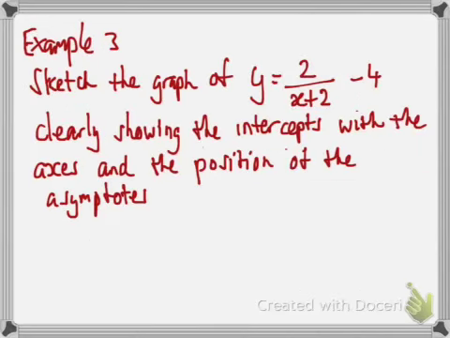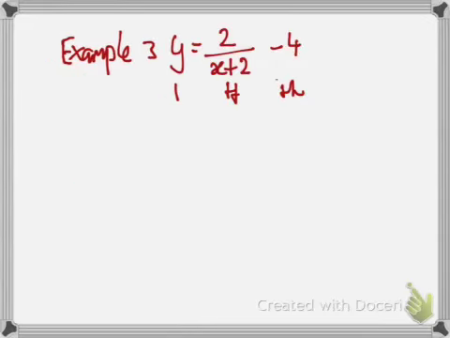Example 3. Right, sketch the graph now of y equals 2 over x plus 2 minus 4, showing the intercepts with the axes and the position of the asymptotes. Alrighty. Let's have a look at this. A few extra bits there, which I'll just cross out. Here's a graph that we want to draw.